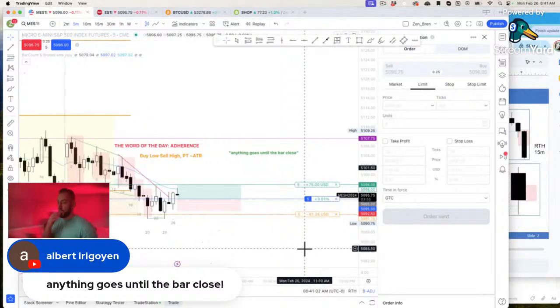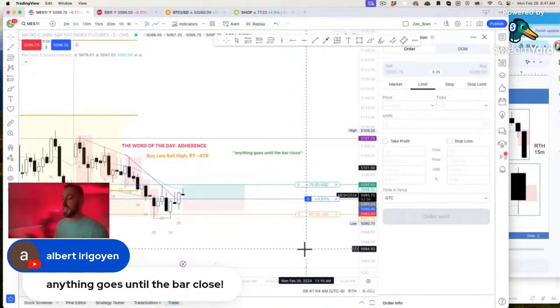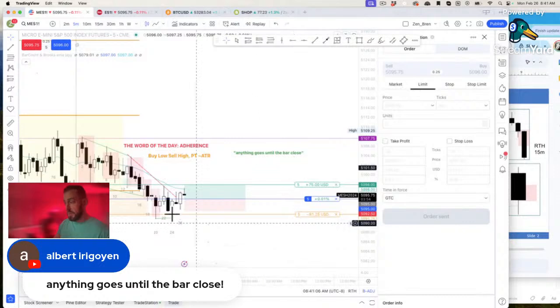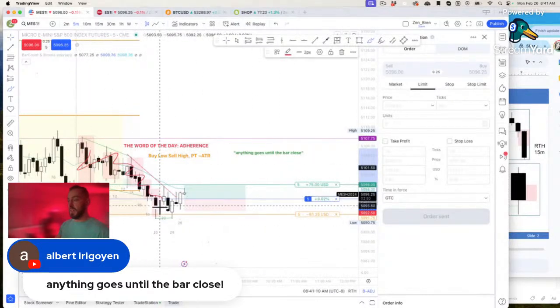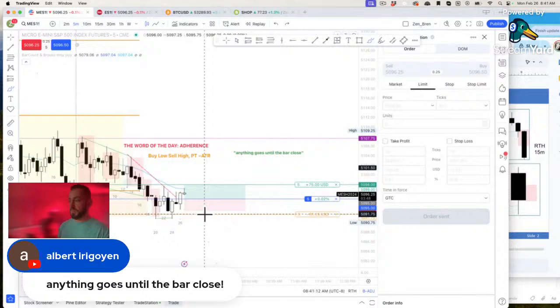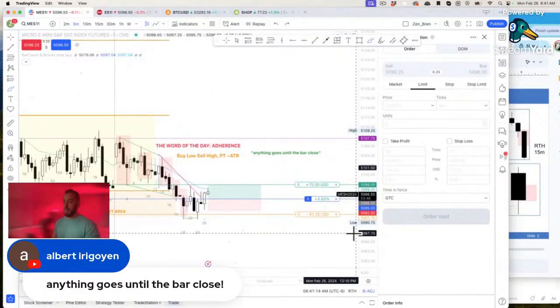So what do the bulls need to do? They need to actually cause some damage to the bear case, because the bears have been moving down all morning, right? So we're going to be patient, because we're so close to that profit target getting hit. And as Albert said, anything goes until the bar closes. Come on.